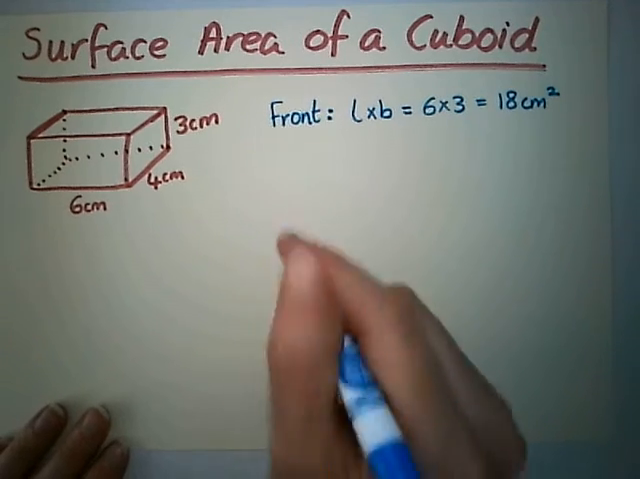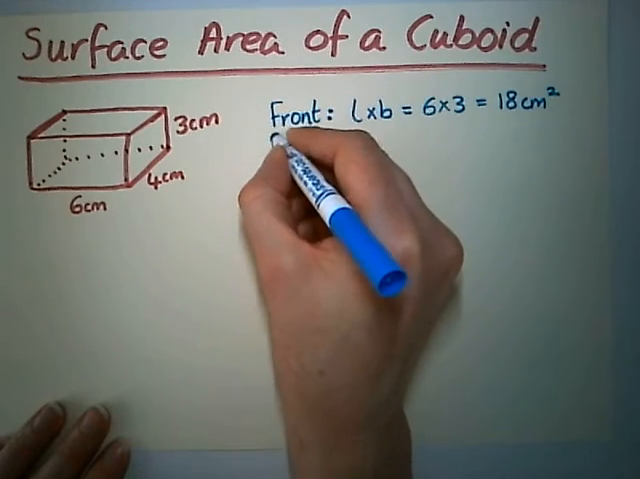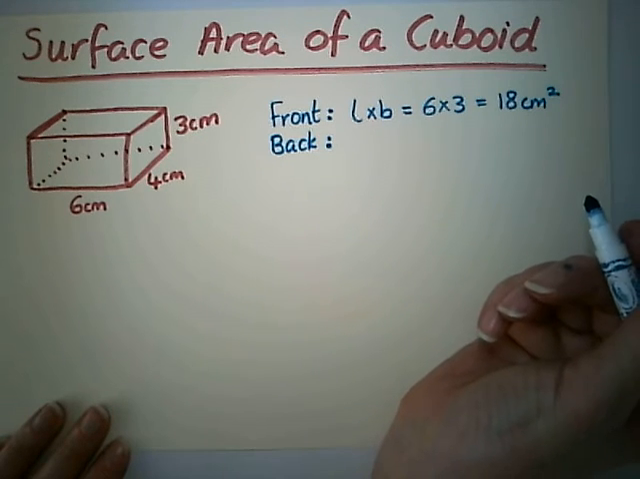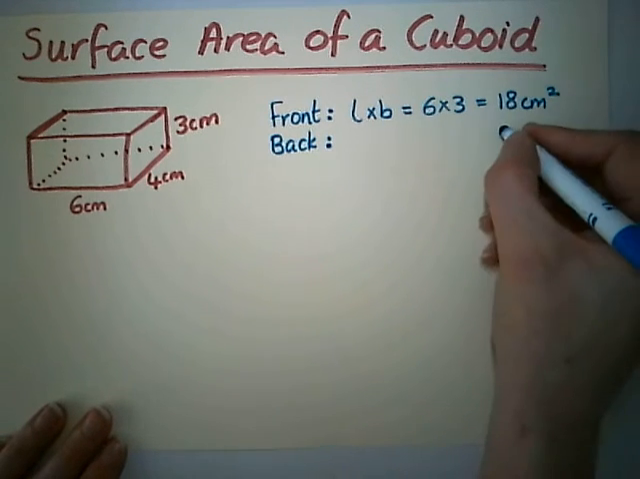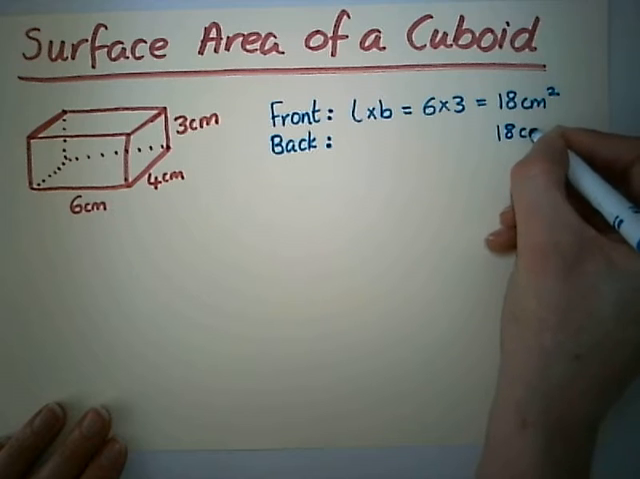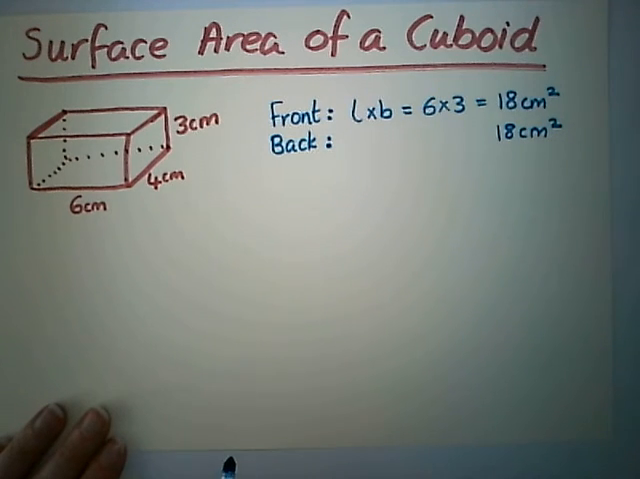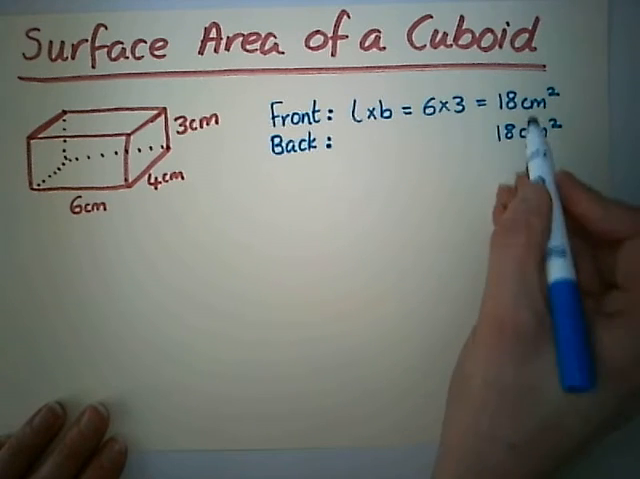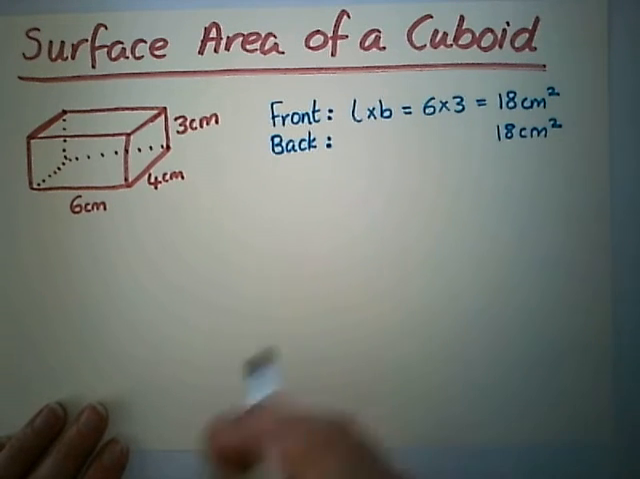Right, the front is the same as the back. Okay, so that also equals 18. And I'm just going to write it right underneath over here. But I'm not going to bother showing any working because I know it's exact same and I don't want to waste my time writing out extra work I don't need. So the front is exactly the same as the back.